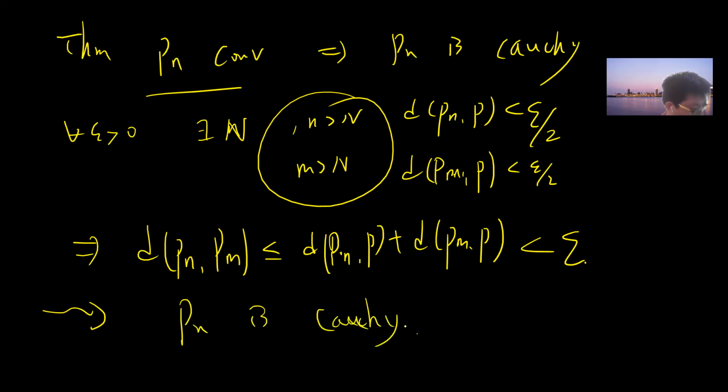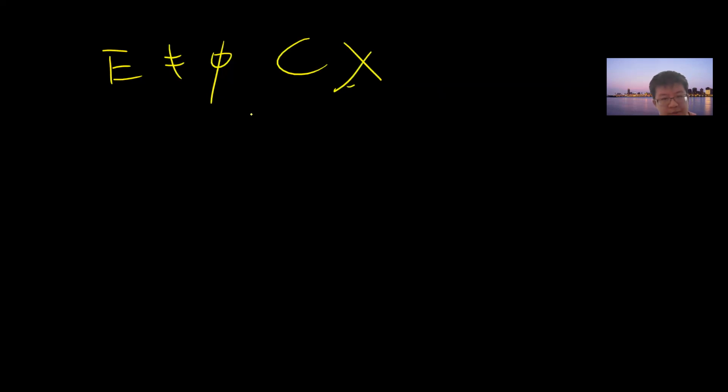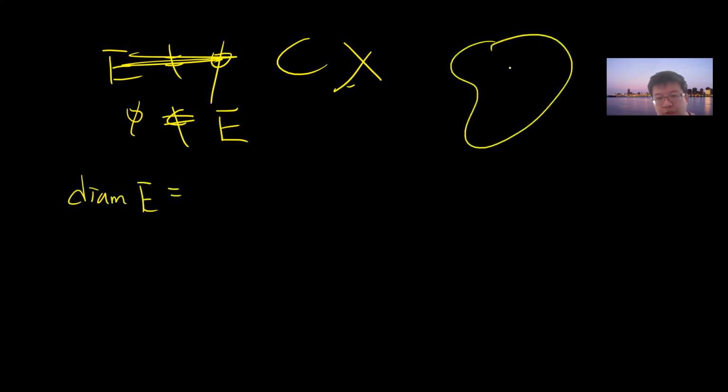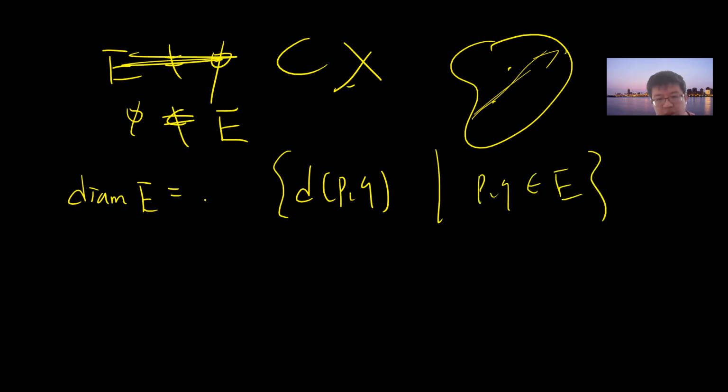Okay, so from now on, another idea is called diameter. Take a non-empty subset E in X. Maybe this is not good notation, I should write it like this. So take any non-empty subset E, you can define a diameter of E. By diameter is like this, right? You somehow try to pick up P and Q such that P and Q both belong to E.